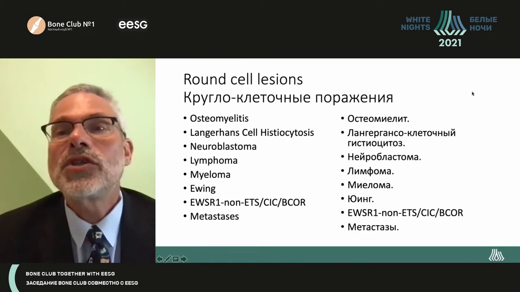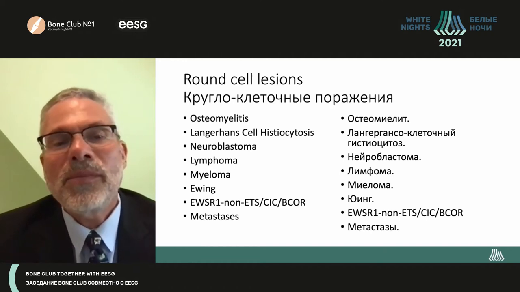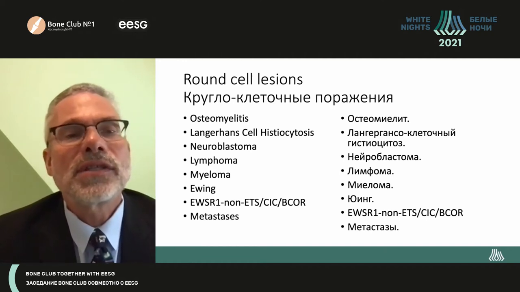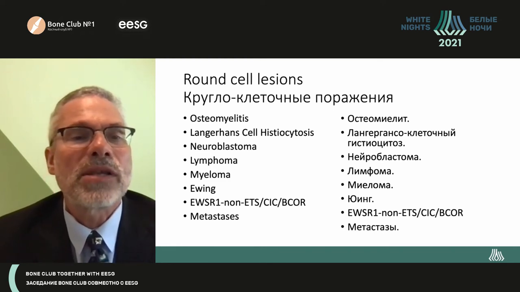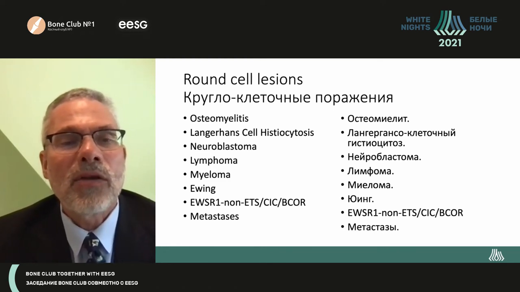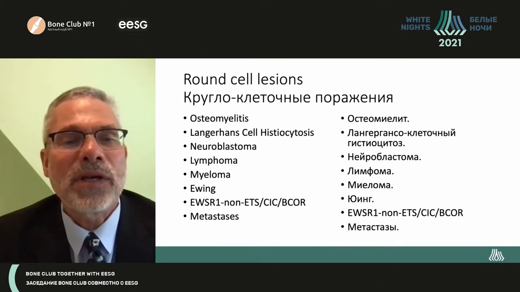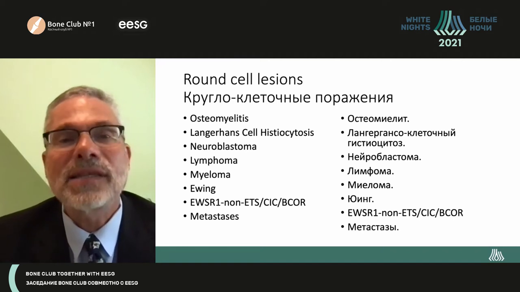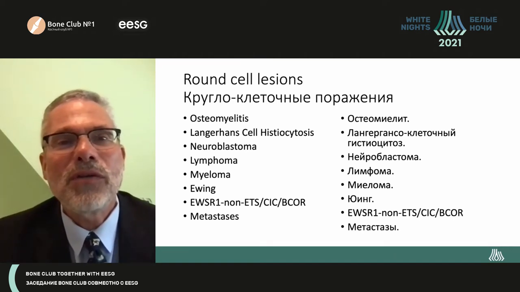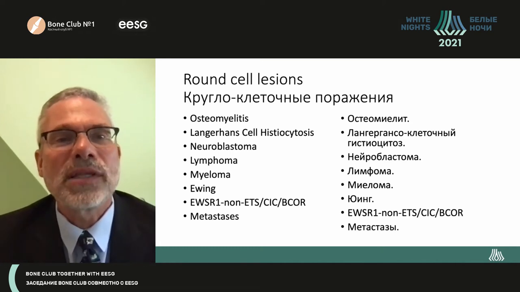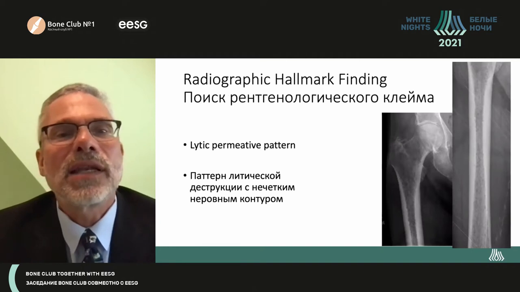So round cell lesions, there's a long list of round cell lesions, including osteomyelitis, Langerhans cell histiocytosis, neuroblastoma, lymphoma, myeloma, Ewing, and then the various Ewing type disorders and metastases. I'm not going to do an overview of round cell lesions. I'm going to focus on specific teaching points and tips relevant to round cell lesions.